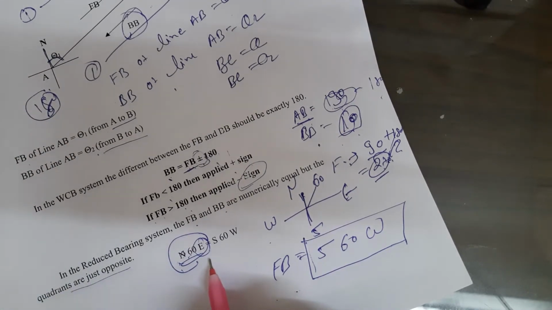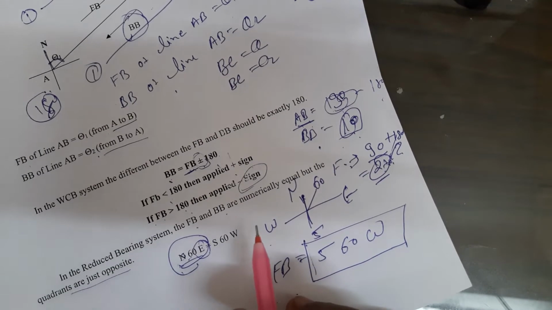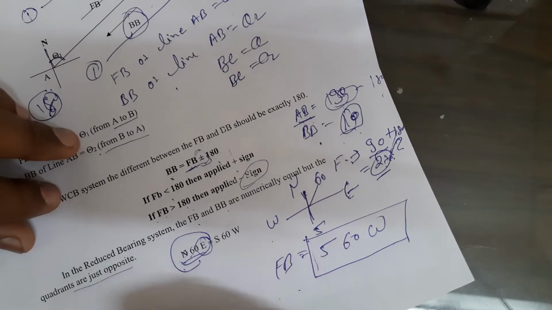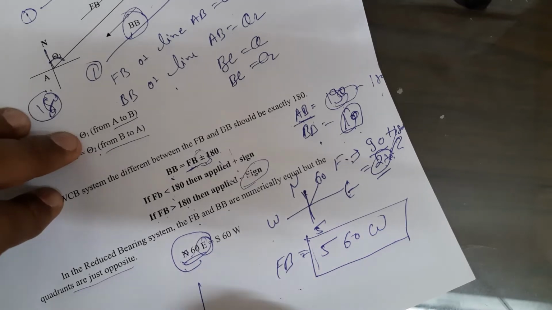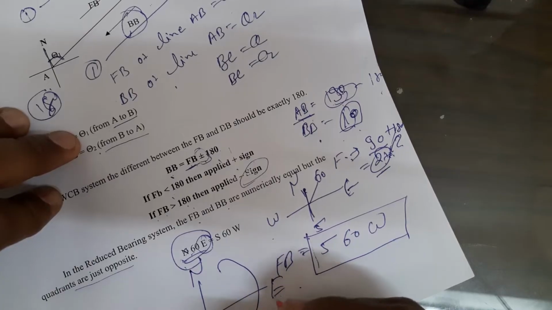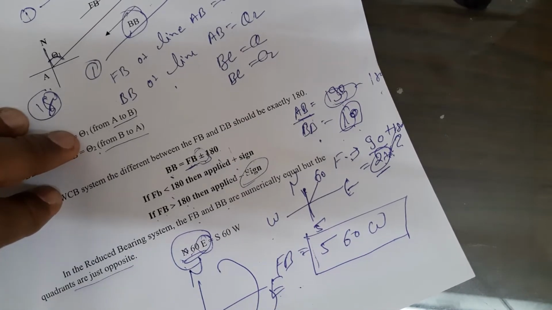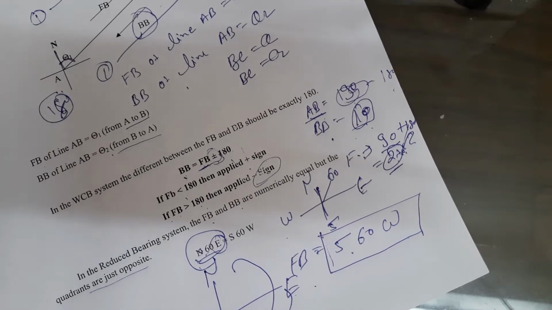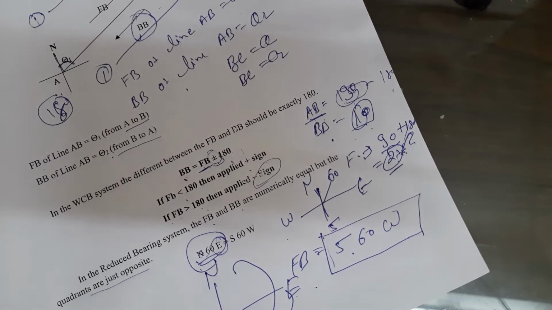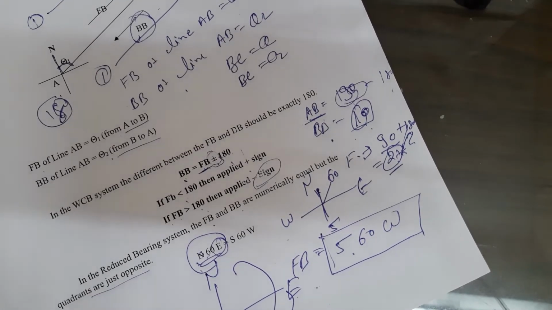If there is a north, write south. If there is a west, put east. Why? Because the difference between the two bearings, forebearing and back bearing, is exactly 180 degree. So here north 180 degree is south, and from east 180 degree is west. So just directly put the opposite direction of north, south, and the opposite direction of east, west. Okay, so this is how you convert from back bearing to forebearing and forebearing to back bearing.